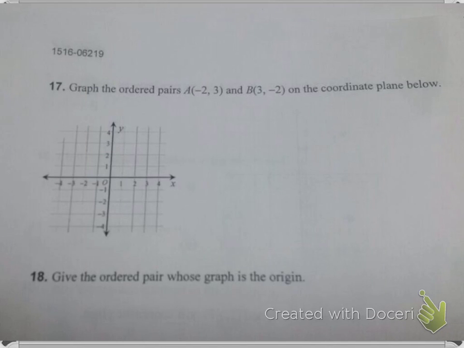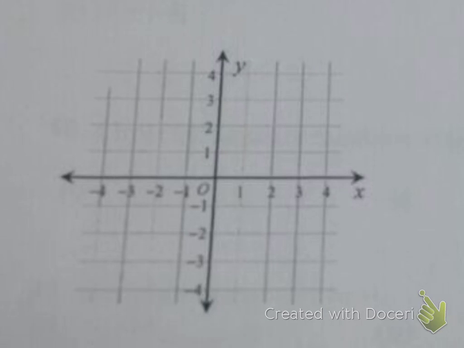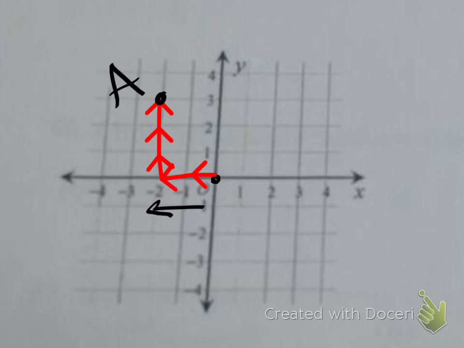For the next one, they want us to graph the ordered pairs A (-2, 3) and B (3, -2). So we're going to graph them on this plane. Our first one, for A, is (-2, 3). So we start at the origin here. We're going to go backwards 2, 1, 2, and then positive 3, so we go up 1, 2, 3. So our first spot is right here for A. Backwards 2 and up 3.